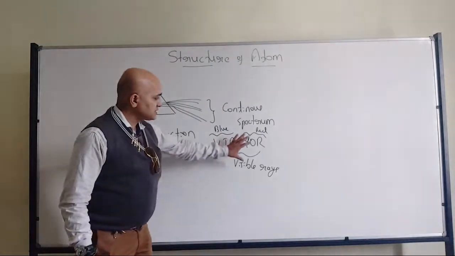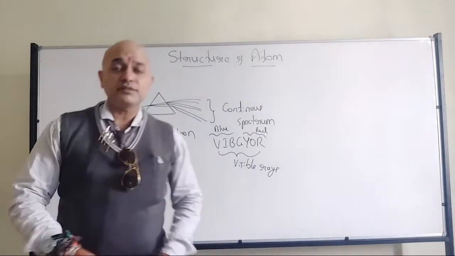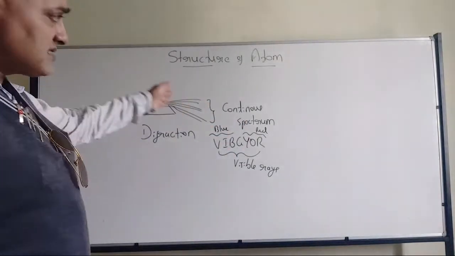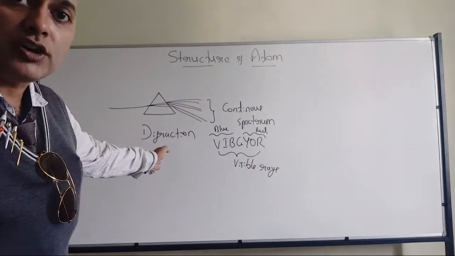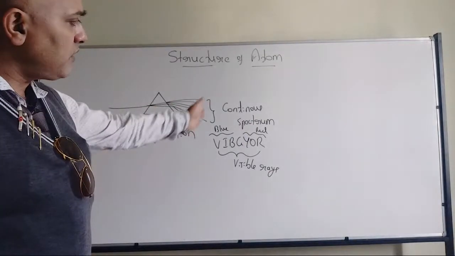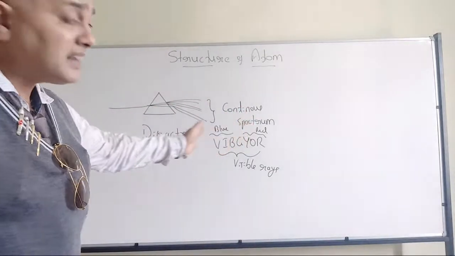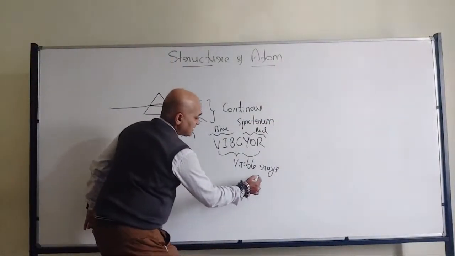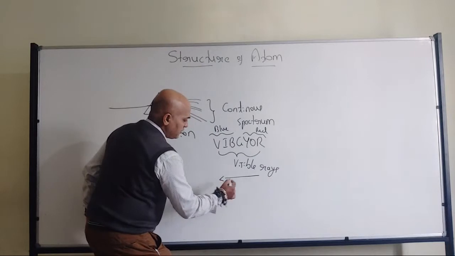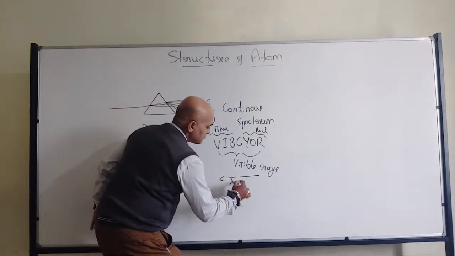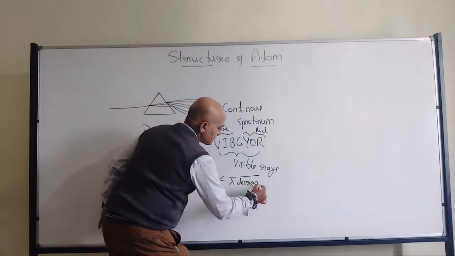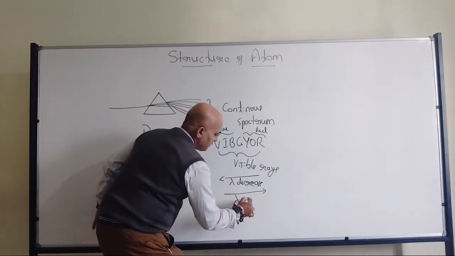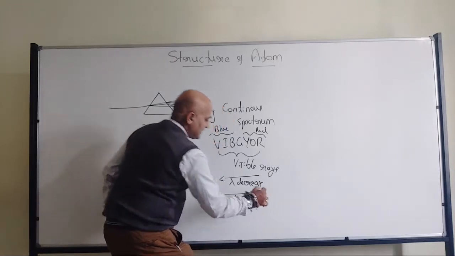Now if you observe this, whichever comes on the left-hand side will have shorter wavelength. Whichever comes on the right-hand side, there will be an increase in the wavelength. Observe it carefully. If you move leftward, wavelength is going to decrease. If you move rightward, exactly the opposite, naturally, wavelength is going to increase.